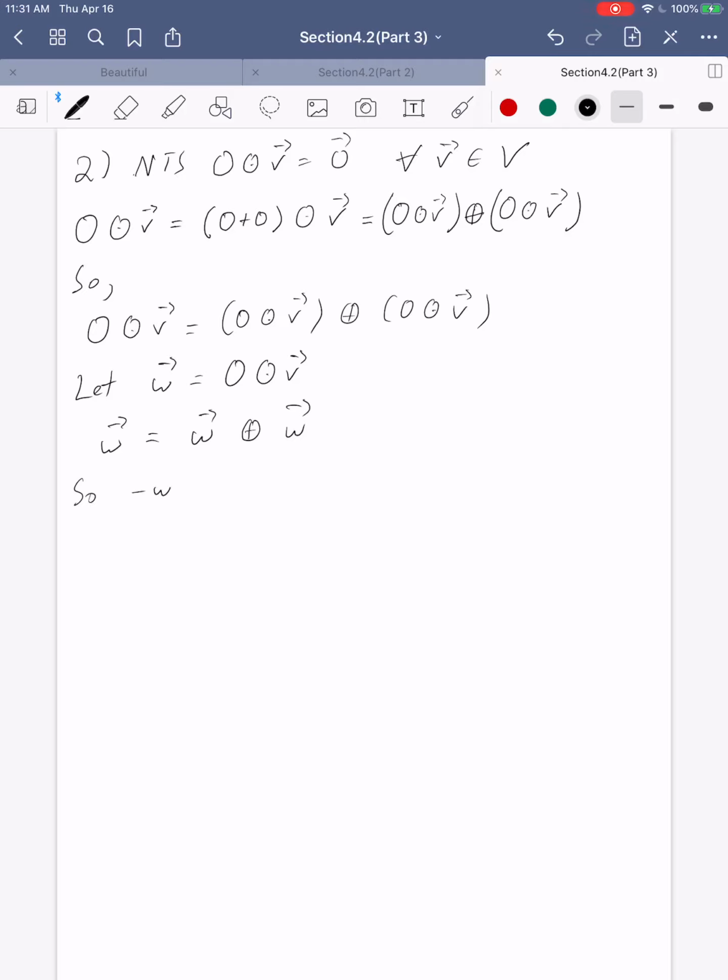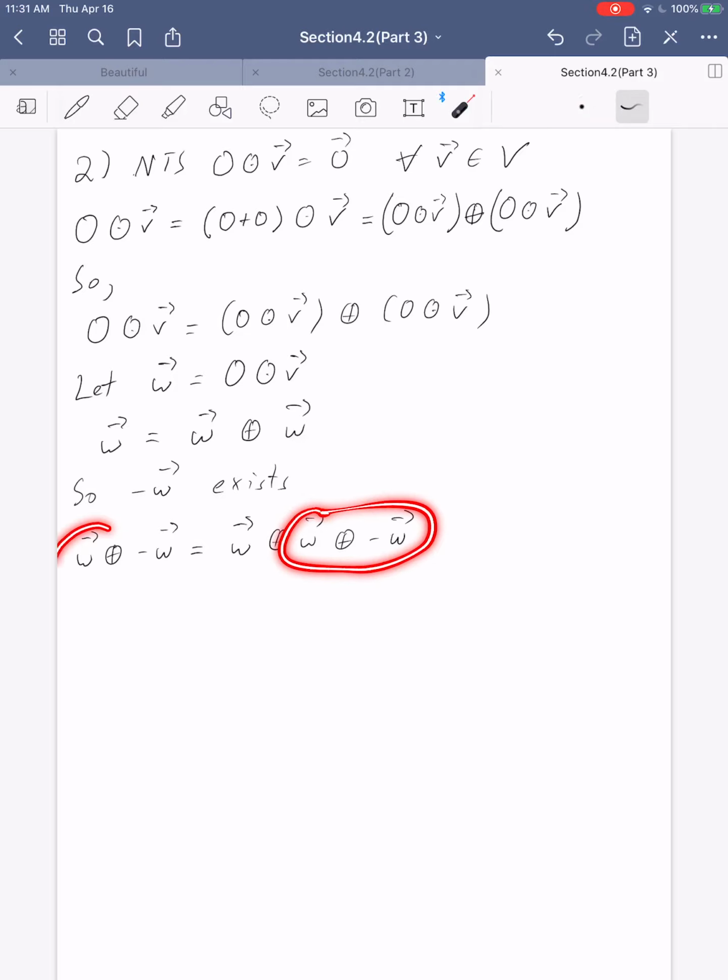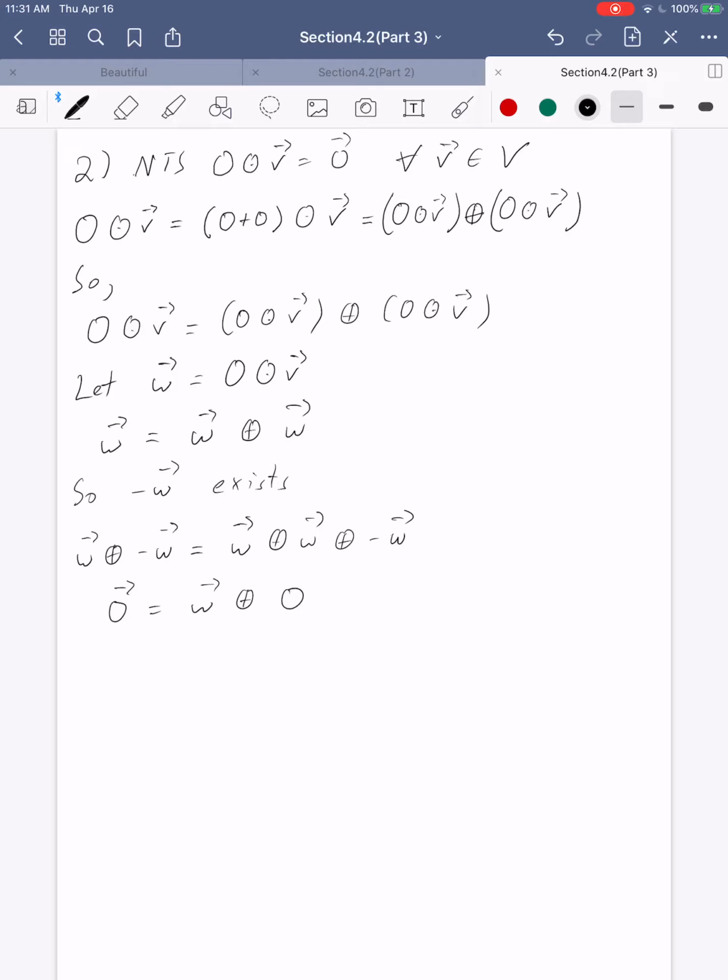So negative W exists, right? It must, right? We know that every vector in a vector space always has an additive inverse. So let's add that to both sides. So plus negative W is W plus W plus negative W. And we know that when you have something plus its additive inverse, you get the zero vector. So this would be 0 equals W plus 0 vector. And then we know that anything plus the 0 vector must be that same thing. So we get 0 equals W.